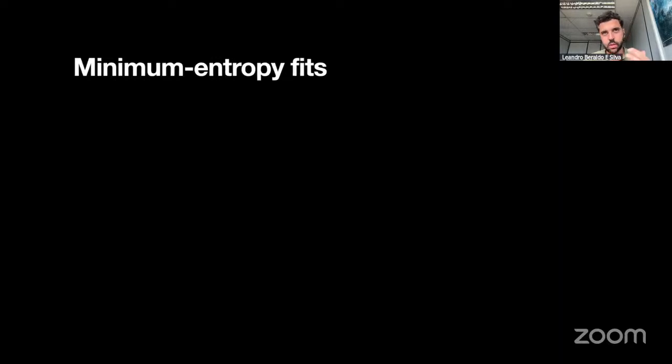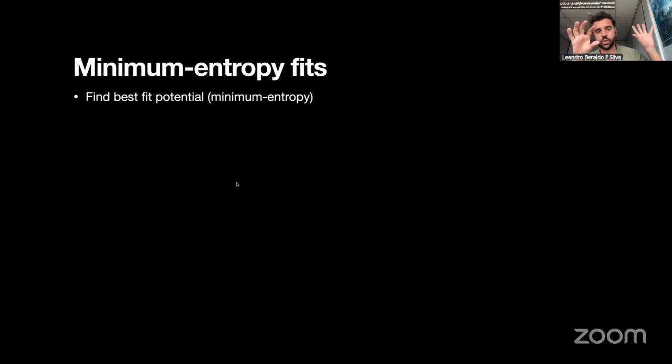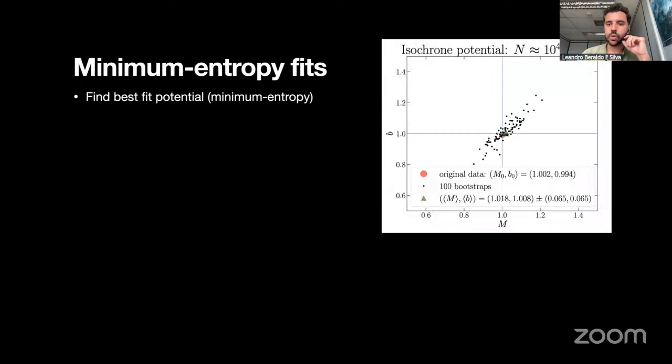Okay, so this was not a fit yet. So now we are going to make a fit, once more. The first step here is to find the best fit potential. And again, I generate a sample of this that is in equilibrium in the isochron potential. And now I forget about the true answer and just estimate the entropy of this sample in different potentials and minimize this quantity. Okay, so this is what I get.